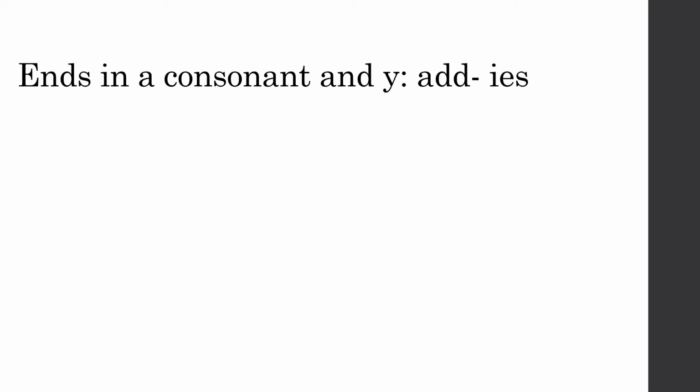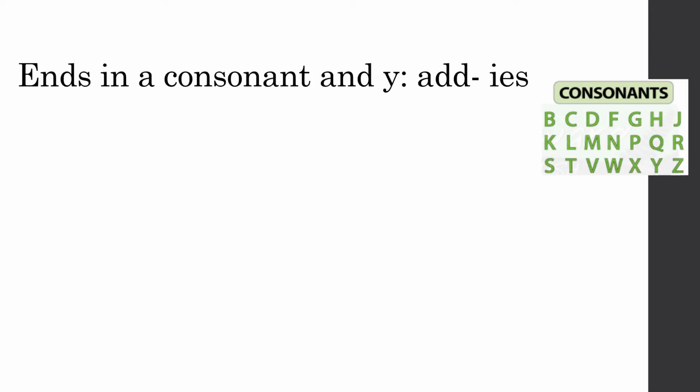When a word ends in a consonant and Y, we drop that Y and add IES. If you're not sure what a consonant is, here is a list of your consonants. Now, because there's so many letters here, the easiest way to remember what consonants are is by knowing what your vowels are, because there's only 5 letters to remember. So your vowels are A, E, I, O, U, which means any letters in the alphabet which are not A, E, I, O, U, those will be your consonants.